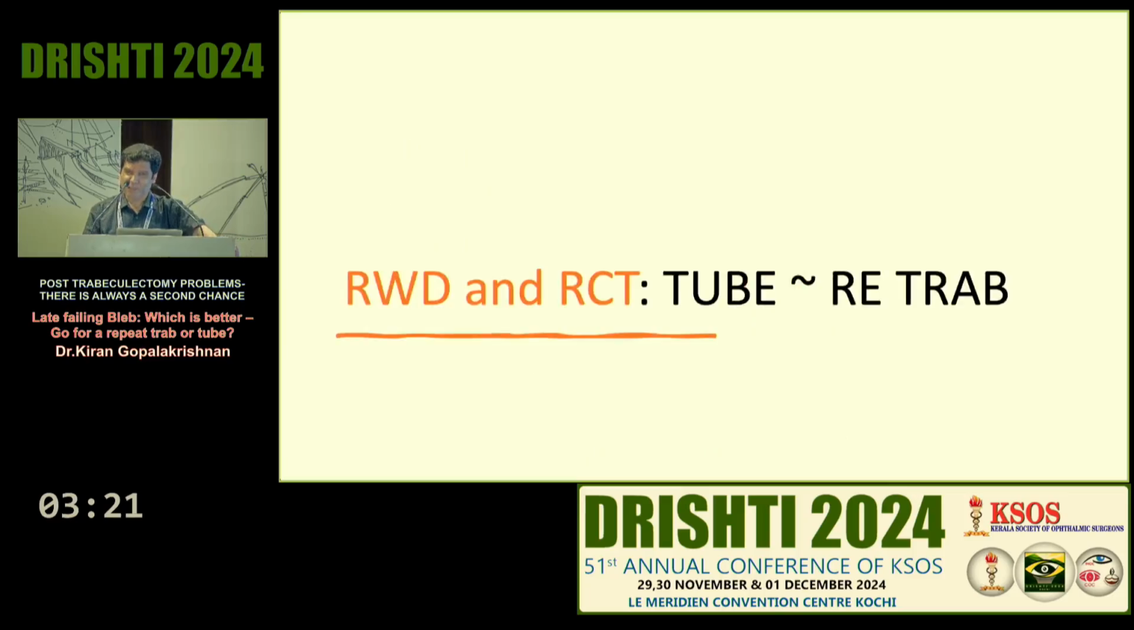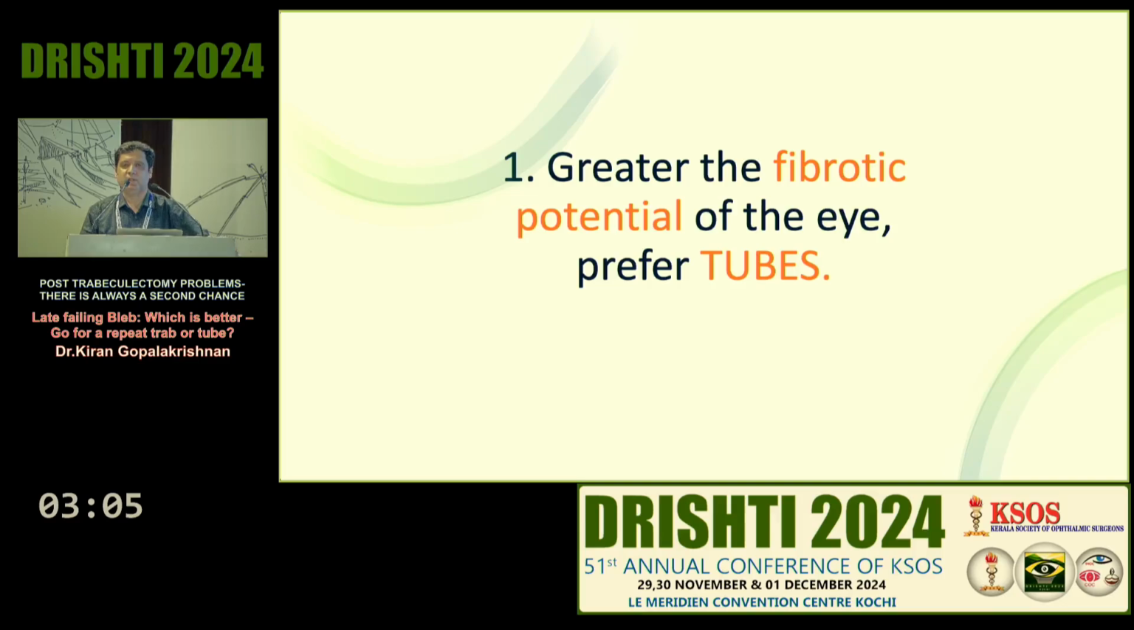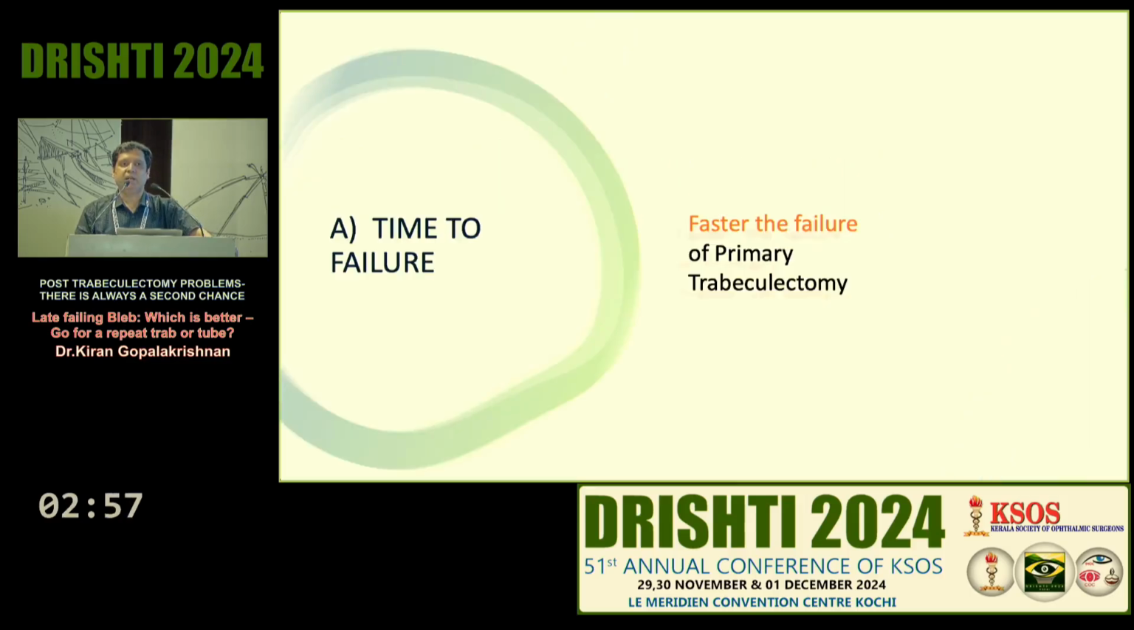So if you look at both real world data and the RCT together, tubes and retraps are not hugely different. It does not mean that tubes have a huge advantage over retraps. But what are the factors that might help us choose one over the other? In general, when you have to do a retrap, the greater the fibrotic potential of the eye, prefer tubes. One way of looking at it is the time to failure. Say you have a trap that has failed over 6 months to 1 year compared to a trap that has failed over 10 to 15 years. Obviously, they will behave differently in a retrap. So the faster the failure of your primary trap, the more you can prefer tubes.